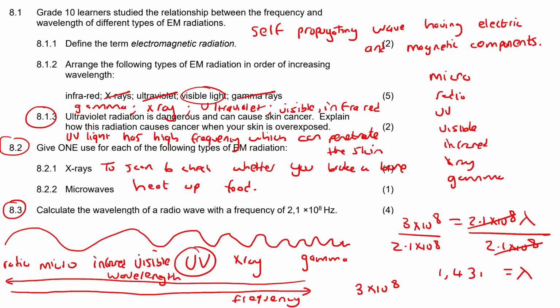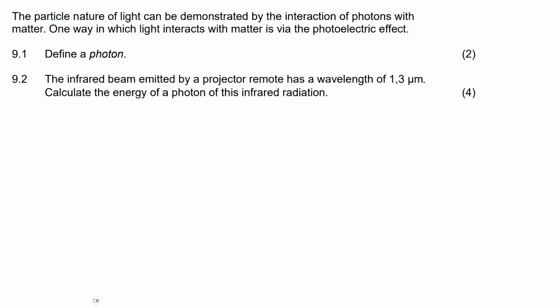1.43 meters. The particle nature of light, which can be demonstrated by the interaction of photons with matter. One way in which light interacts with matter is via the photoelectric effect. Okay, so this is actually something you're really going to go into detail with in grade 12. Grade 10, it's just something quite small. Some schools don't even consider asking you this definition, but it says define a photon. So I'll just explain it very basically.